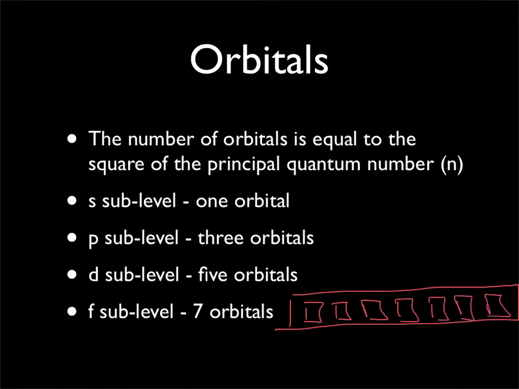So, in that F sublevel, 7 orbitals. In the F room, 7 beds. 2 people in each bed, 2 electrons in each orbital. Make sense?